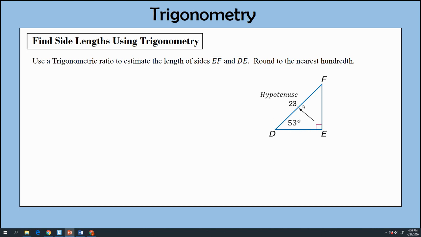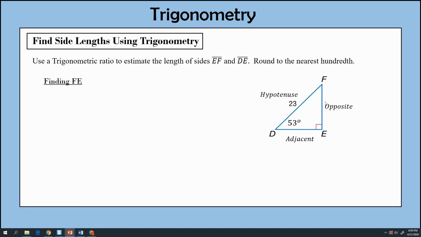Okay, so the first thing I want to do is label the sides so I know what I'm talking about. Now 53 is going to be the angle we work off of, so there's my acute angle. That means obviously DF is the hypotenuse. Side F to E is going to be my opposite because that's the side opposite of the 53, which is what we're going to work from. And that leaves DE to be adjacent. So I'm going to work from the 53-degree angle. These are my labels. Now I've got to find the lengths of these sides.